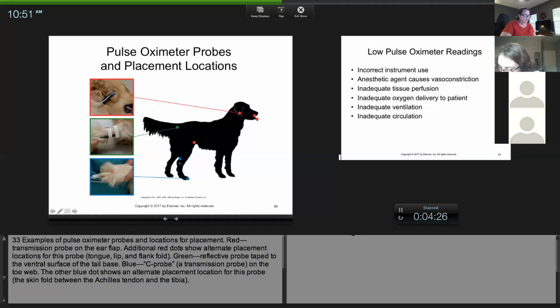You can also see that blue dot, that's at the Achilles tendon. I've had that work on cats and dogs. That's a good spot, the Achilles tendon, because you can't always access the prepuce and the vulva. And this is going to be accurate if I put the tongue probe on a prepuce and a vulva.